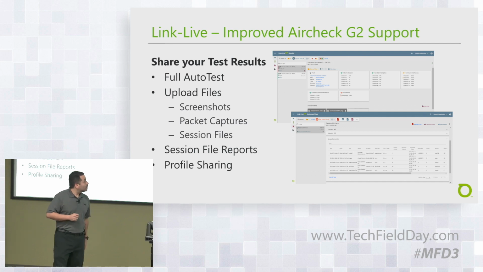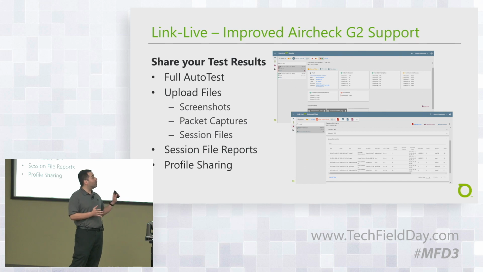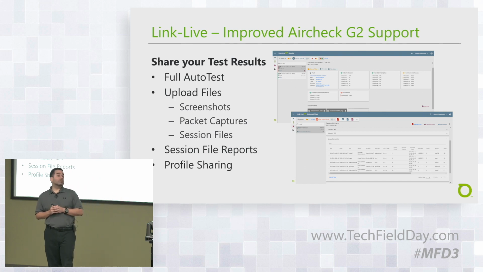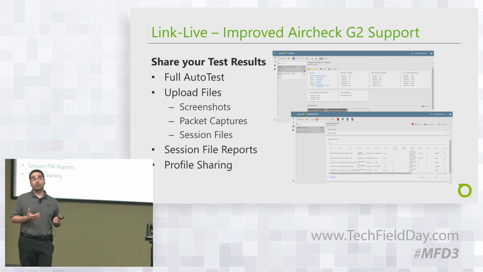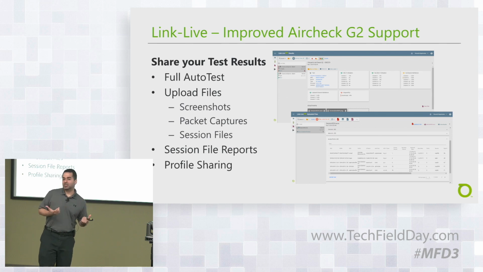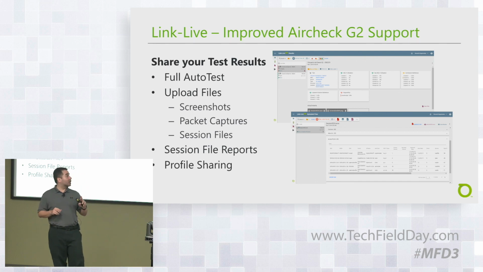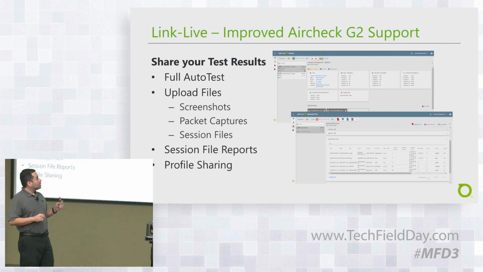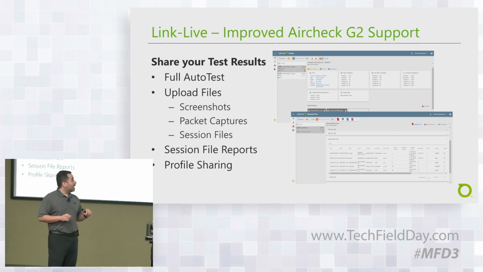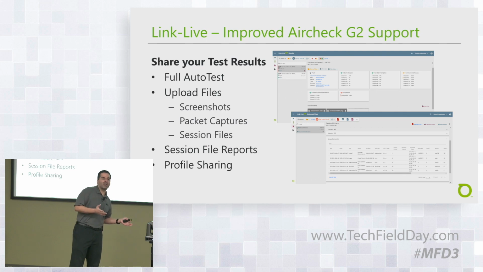As part of that, you'll now be able to view full auto test results. In the past, the only thing visible on Link Live, if you ran a test with your AirCheck G2, was the connectivity test for Wi-Fi or Ethernet. Now you'll be able to see the connectivity results plus the air quality results. Besides that, you will be able to view information on a session file and generate session file reports, very similar to what the AirCheck Manager does right now.